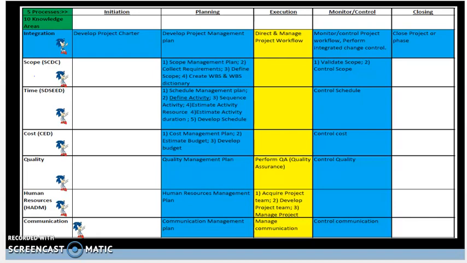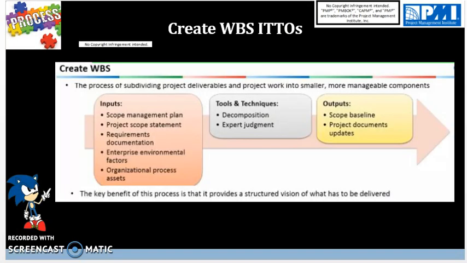Next, we will be talking about the Create WBS Work Breakdown Structure ITTOs, Inputs, Tools, Techniques, and Outputs. So this process is subdividing the project deliverables and project work into smaller, more manageable components. The key benefit of this process is that it provides a structured vision of what has to be delivered from this project, whether it be a product, service, or result.